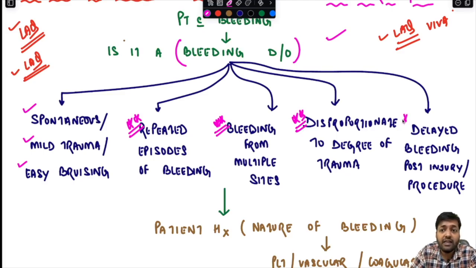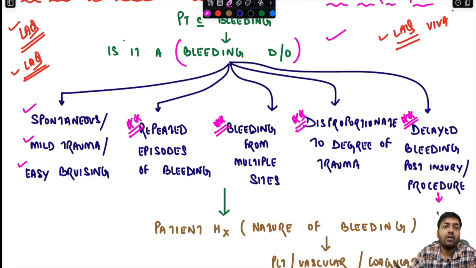Or characteristically, the patient gives you a history of delayed bleeding. Doctor, I had gone to my dentist around 2-3 days before, and after 48 hours of the procedure, I am having some kind of bleeding. So there is a delayed onset bleeding. This is a very characteristic sign of bleeding because of coagulation disorder.